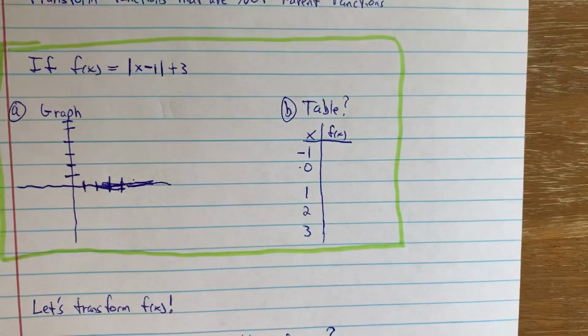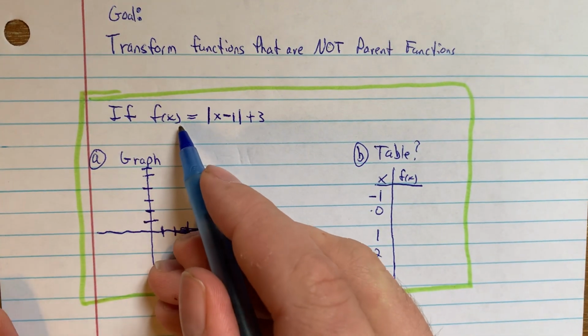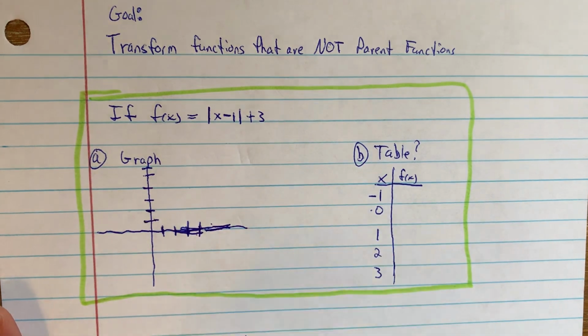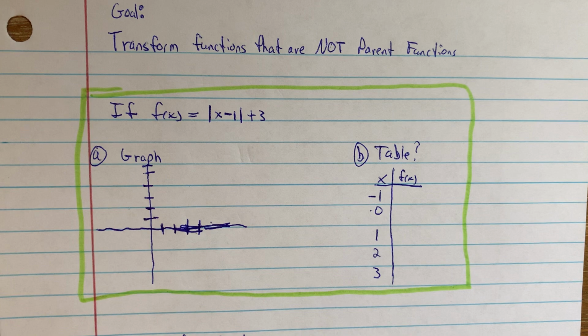And now today, our goal is going to be to start talking about, well, what if we have a function that is not a parent function? Go ahead and graph this absolute value function. What does it look like?